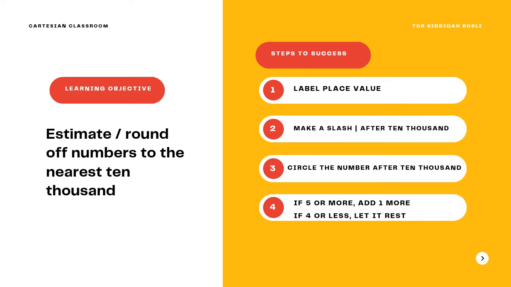As usual, we are going to label the place value, and then we're going to make a slash, this time after 10,000. Then we're going to circle the number after 10,000. And if 5 or more, add 1 more. If 4 or less, let it rest. So what does that mean? Let's look at the number triangle in the next slide.